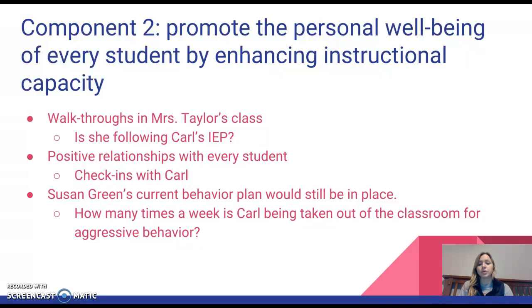So I would have personal check-ins with Carl, just informal, not in my office or anything, just at lunch or in the hallway and passing period, just asking him how things are going to let him know that I'm there and that he has my support also if he needs it. And then Susan Green's current behavior plan would still be in place, so I would like to know how many times a week Carl is being taken out of the classroom for aggressive behavior, and then maybe increasing check-ins with Carl or decreasing check-ins with Carl if his behavior is improving.